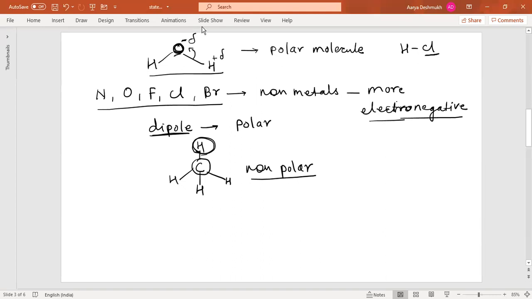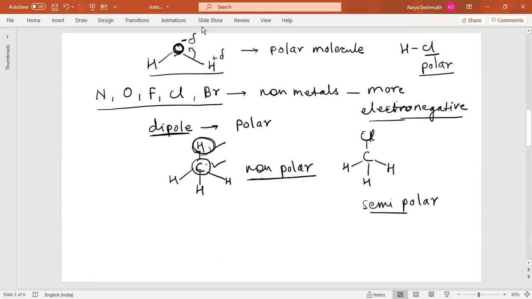Rather, the alkanes are mostly non-polar in nature due to the very small difference between the electronegativity values of carbon and hydrogen. Another example you can take is chloroform, CHCl3. This is a semi-polar molecule. This one is non-polar, this is semi-polar, and this is the polar one. It means the polarity of the molecule depends on the atoms which are present in the molecule.